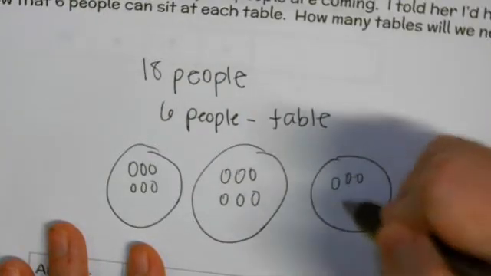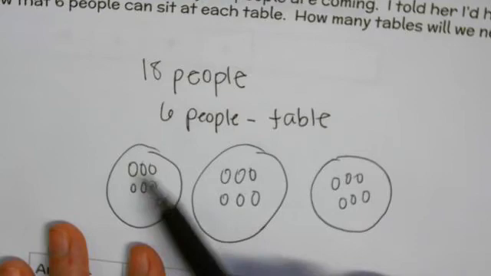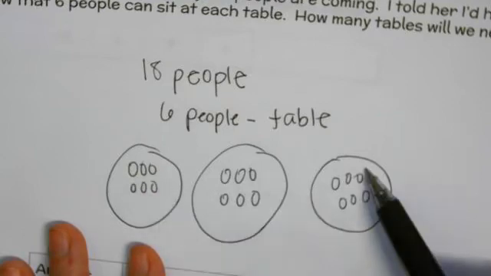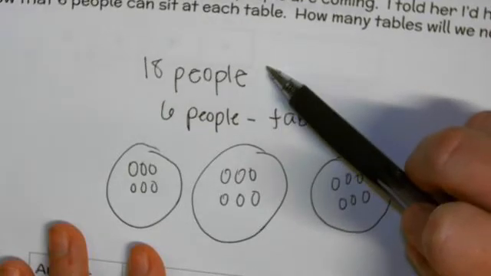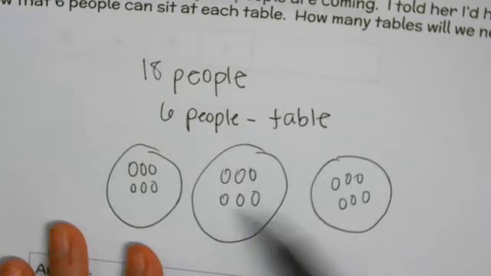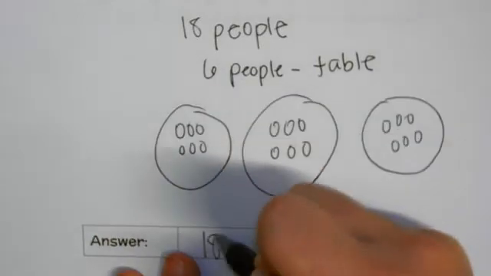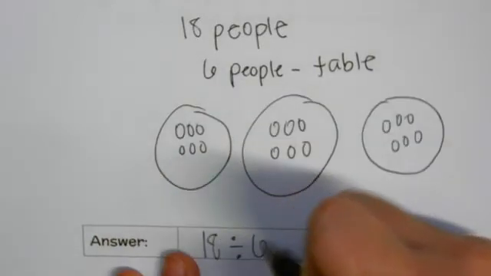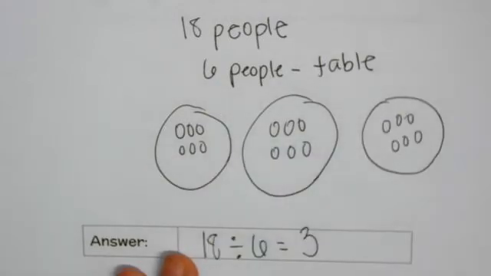1, 2, 3, 4, 5, 6. So there's 6 people here, there's 6 people here, and there's 6 people here. 3, 6, 9, 12, 15, 18. So I've used 18 people. So that means I need 1, 2, 3 tables. So the way that I just did that is if I have 18 people and I put 6 people at each table, I need 3 tables.